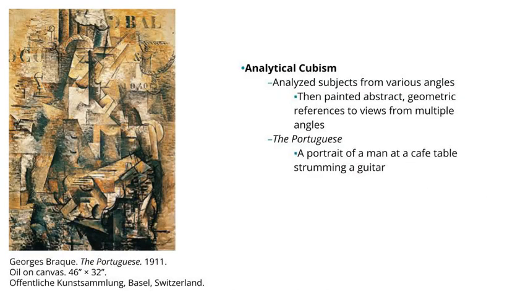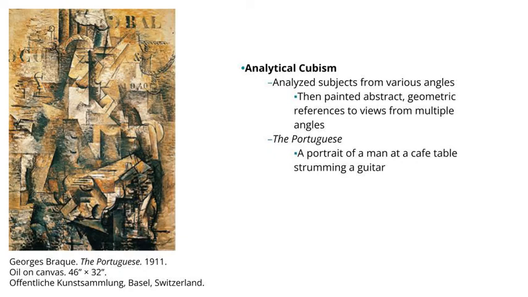Now, there are two different classes of Cubism. We've got analytical Cubism, which analyzed subjects from various angles, then painted abstract geometric references to views from multiple angles. So this example is The Portuguese by Braque, and it is a portrait of a man at a cafe table strumming a guitar, but it's so abstracted that you really probably wouldn't be able to tell that if I didn't give you a clue.